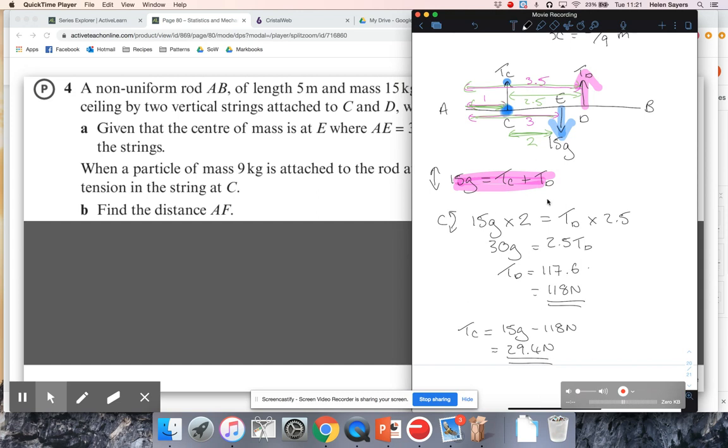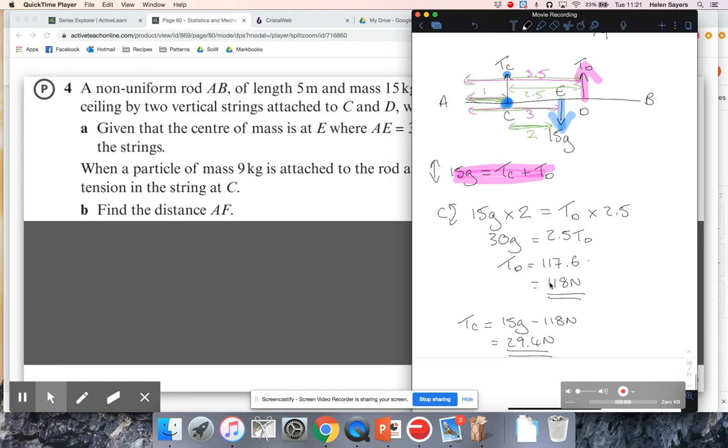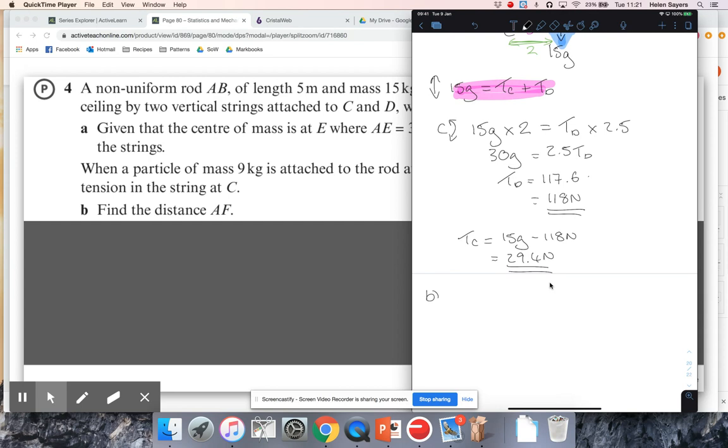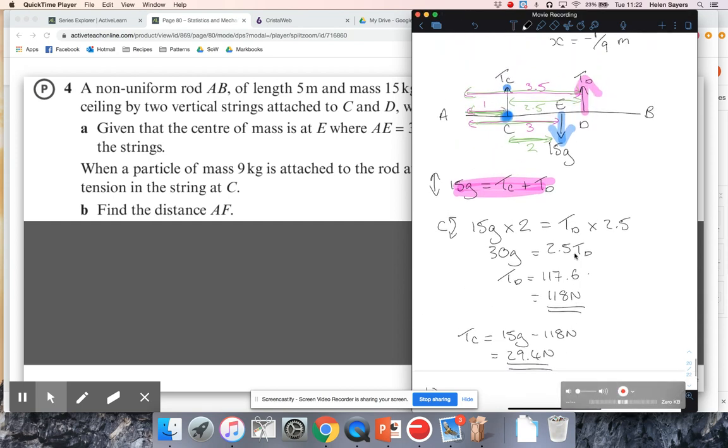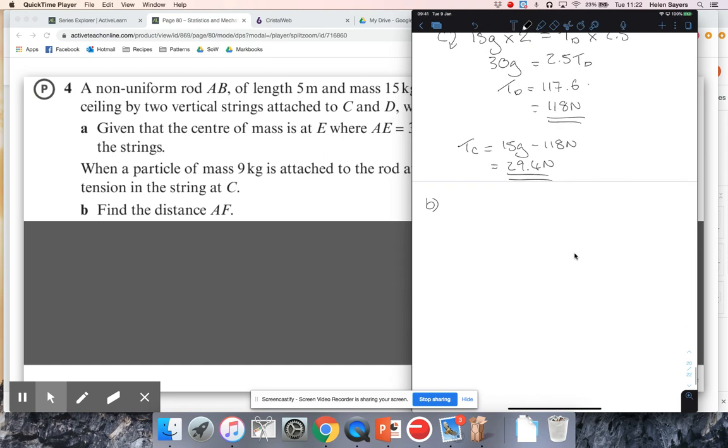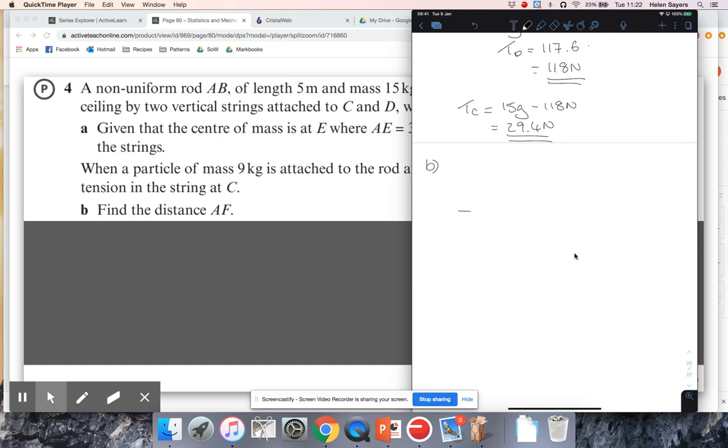Like I said, there are alternatives to that. If you started taking moments about A, that's absolutely fine. You will end up with the tension at C and the tension at D once you've taken moments about A, but you'll be able to solve those equations simultaneously. So it does work. Okay, so let's have a look at part B. Right, I'm going to sketch it out again because my sketch has got a little messy there. So I've got the rod.